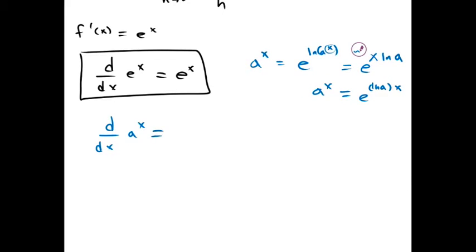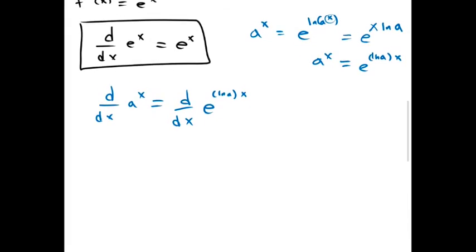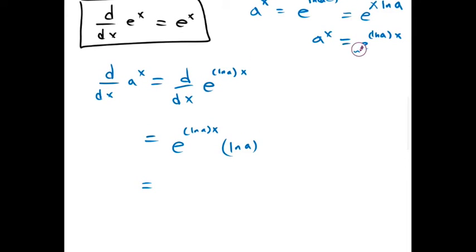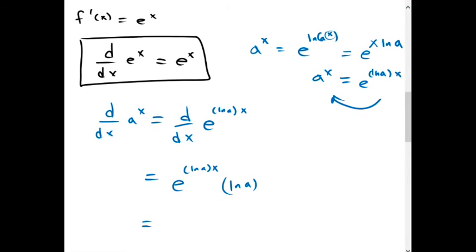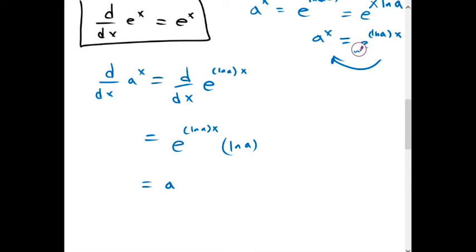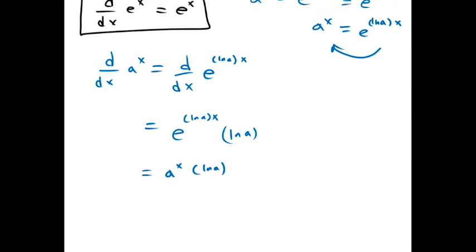So when we're taking the derivative of this, let's make it the derivative of e to the ln a times x. So since we know the derivative of e to the x, we can use the chain rule to find the derivative of this. So this is going to be e to the ln a times x times the derivative of ln a times x, which is just ln a. Then we can use this equality but backwards. e to the ln a times x equals a to the x, and we get that a to the x times ln a is the derivative.